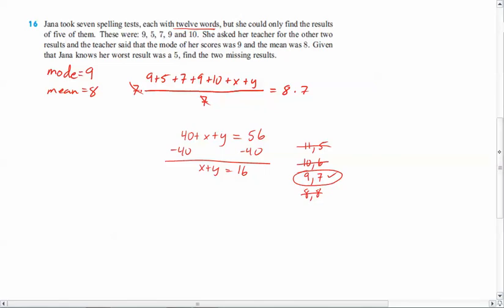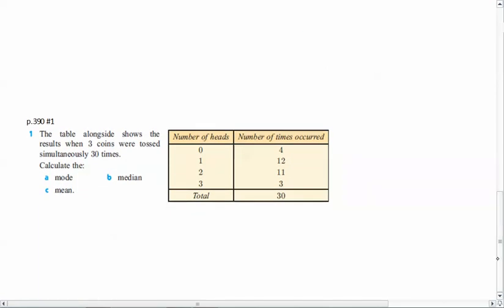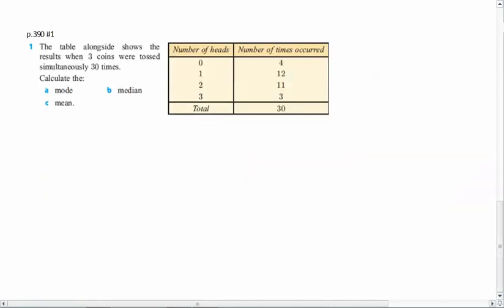Ta-da! All right, let's do one more, since I had a question about this one. The question was actually, how do I find the median using a frequency table? Well, okay, let's look at it. We'll do mode and mean first, because those should be fairly straightforward.